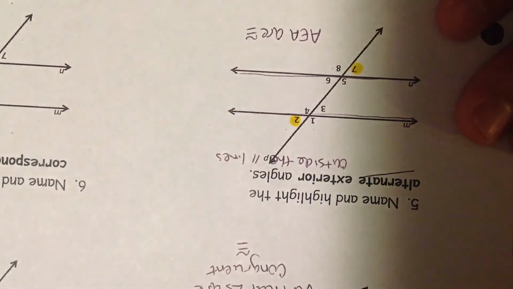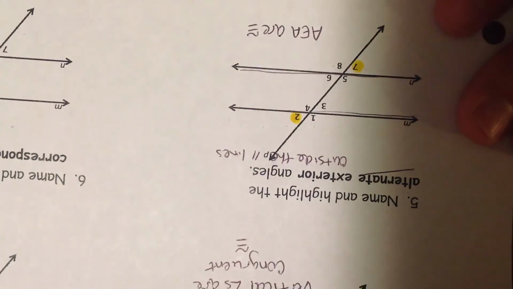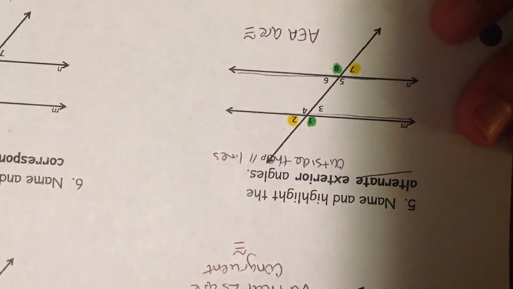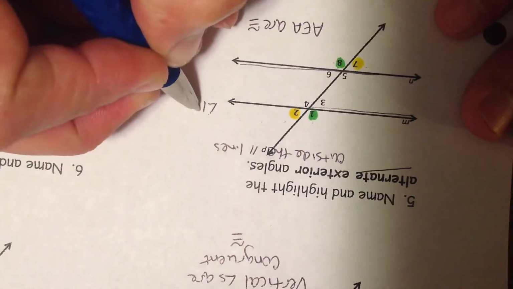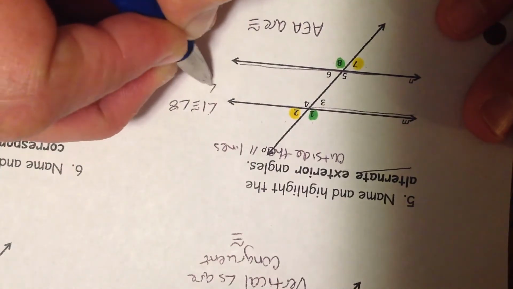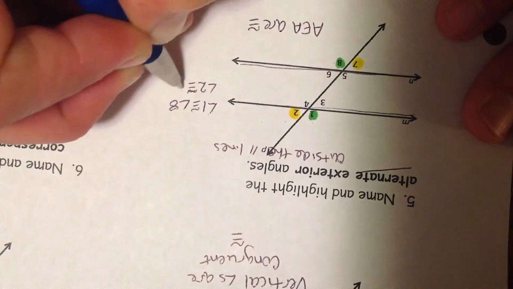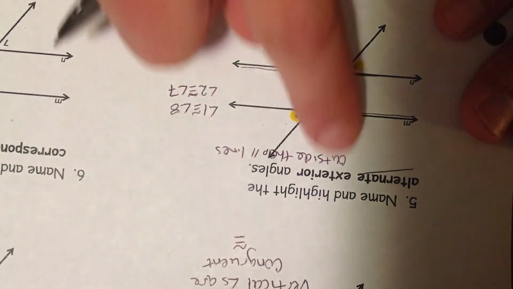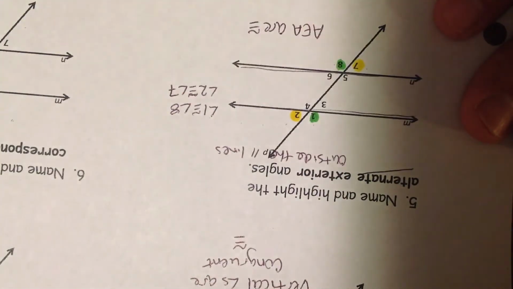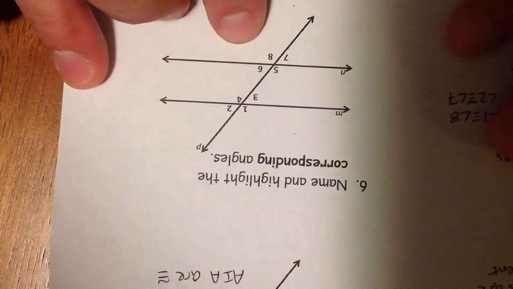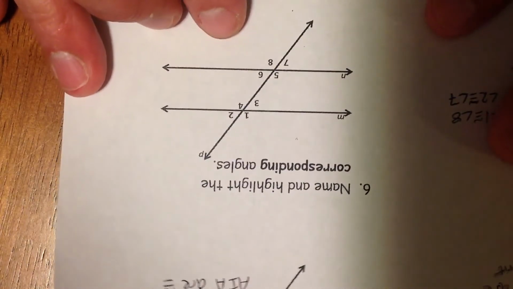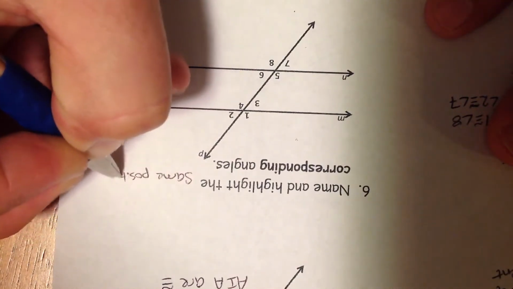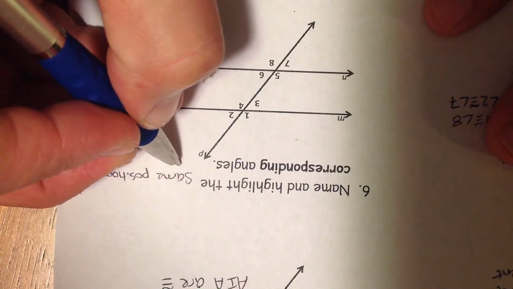Angle 2 is congruent with angle 7. Those are alternate exterior. And angle 1 is an alternate exterior angle with angle 8. Angle 1 is congruent to angle 8. Angle 2 is congruent to angle 7. And again, alternate exterior angles are congruent. That means if angle 1 was 100 degrees, angle 8 would also be 100 degrees. Alright, corresponding angles. Corresponding angles would be the same position, just, I'm going to say, slide it down.